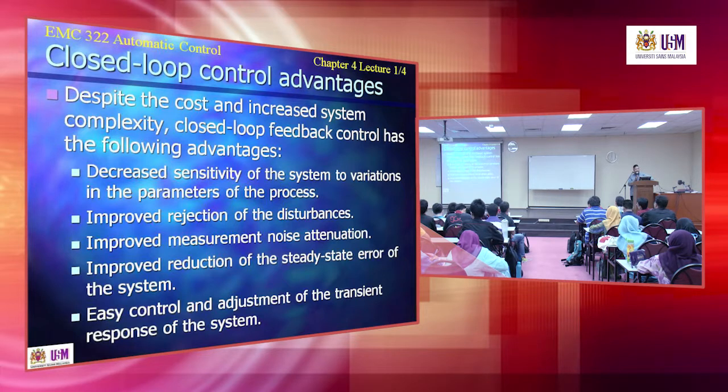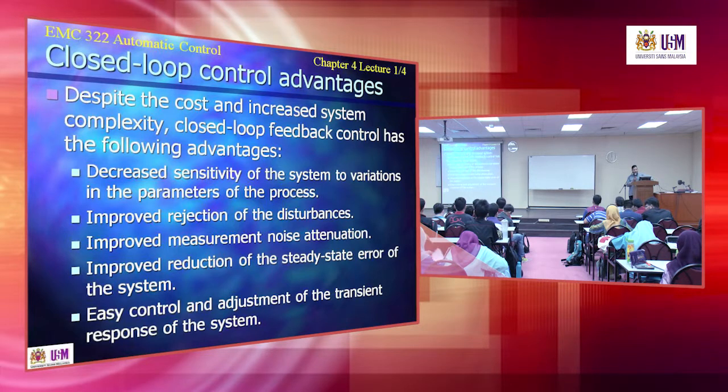And then the fourth advantage: improved reduction of steady state error of the system. Of course, when we do the control system, we want our final value, the response, to be the same as the desired value, so there should be no steady state error if possible. Later we can also show that the closed loop system will be able to reduce the steady state error as small as possible. So that is the fourth advantage.